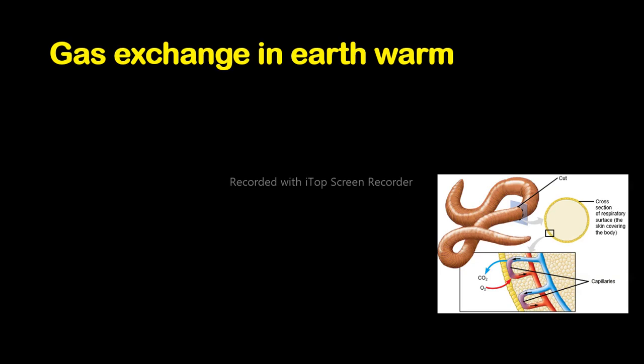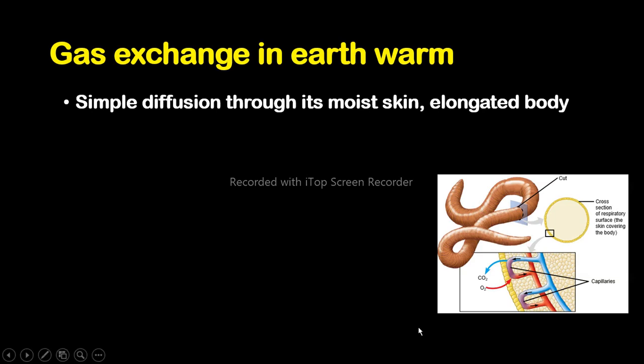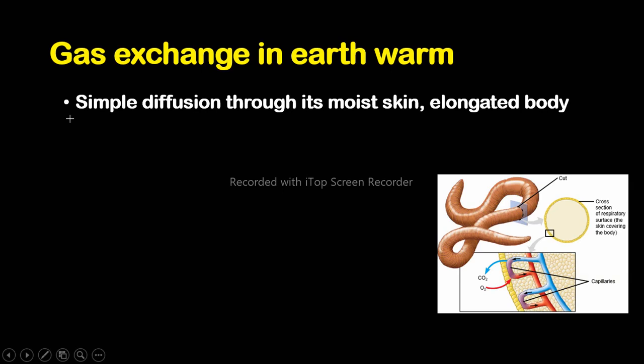Why? It's because of the mode of gaseous exchange, the mode of obtaining these respiratory gases. Earthworms carry out gas exchange by simple diffusion through their skin. So in your mind you should be thinking about why. Why does it carry out gas exchange through the skin? Why is it able to do that, and we can't? So think about the adaptations of earthworms for gas exchange.